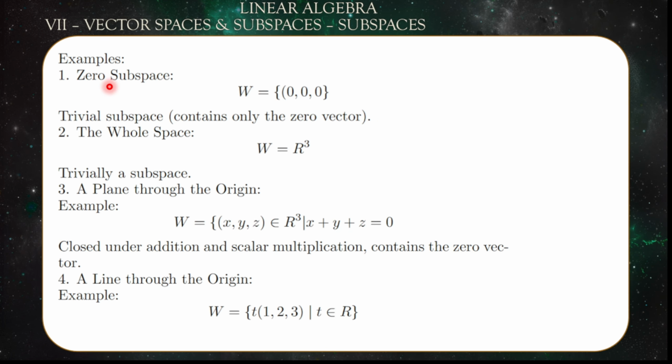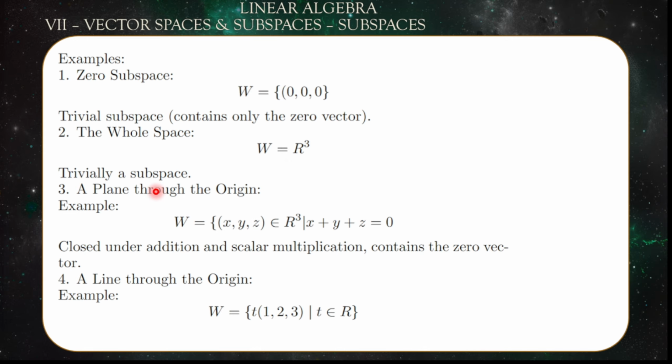As an example, the trivial subspace: let's say W is equal to (0, 0, 0). The trivial subspace contains only the 0 vector, okay? This is an example of a subspace within V. Definitely (0, 0, 0) belongs as a subspace in V. Now, the whole space, so W is equal to R3, the entire space of real numbers. This is what we mean here, okay?